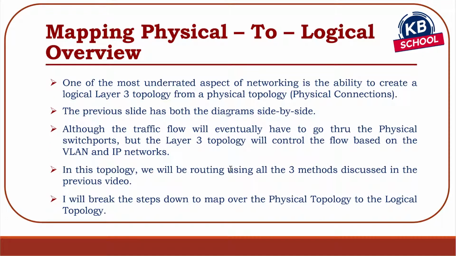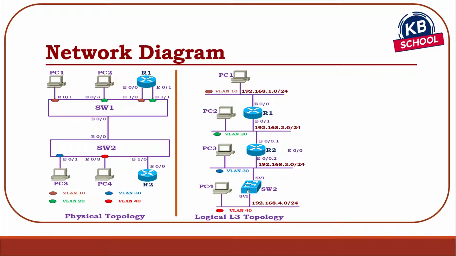All right? Although the traffic flow will eventually have to go through the physical switchboard, the layer 3 will control it. So for example, let's say PC1 over here wants to talk to PC2. There are 2 ports on the switch, but if you take a look at the logical topology, PC1 is in VLAN 10 in this subnet, and PC2 is in 192.168.2.0. So PC1 and PC2 cannot directly talk to each other like that. What has to happen is it will flow along the logical path, doing an ARP for the default gateway, going to router 1's E0/0 interface, so the traffic will flow like this into the router.